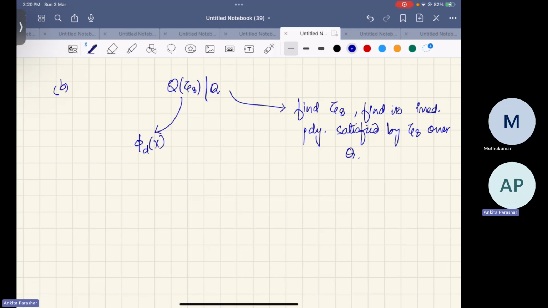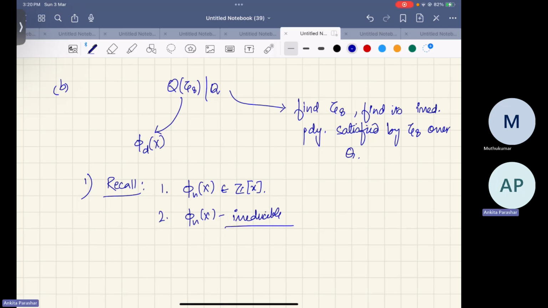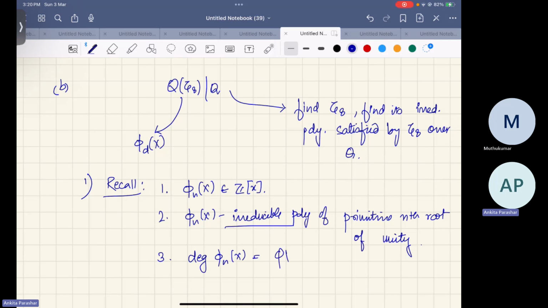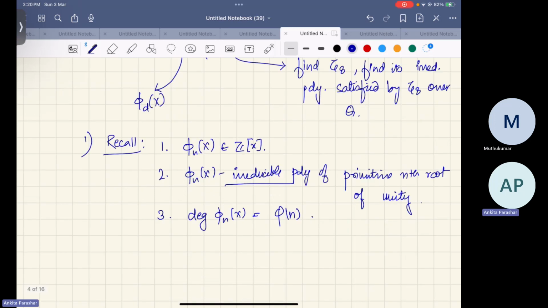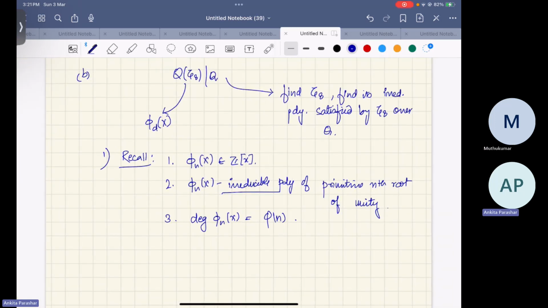Why? Because there is a result which says that phi n of x is always an integer polynomial, and it is always irreducible, the irreducible polynomial of a primitive nth root of unity. Do you agree? These are certain results that we know. And the degree of phi n of x is the same as the Euler phi function of n. Now, I'm saying that this knowledge is enough to get the degree, instead of going to find the primitive root itself.